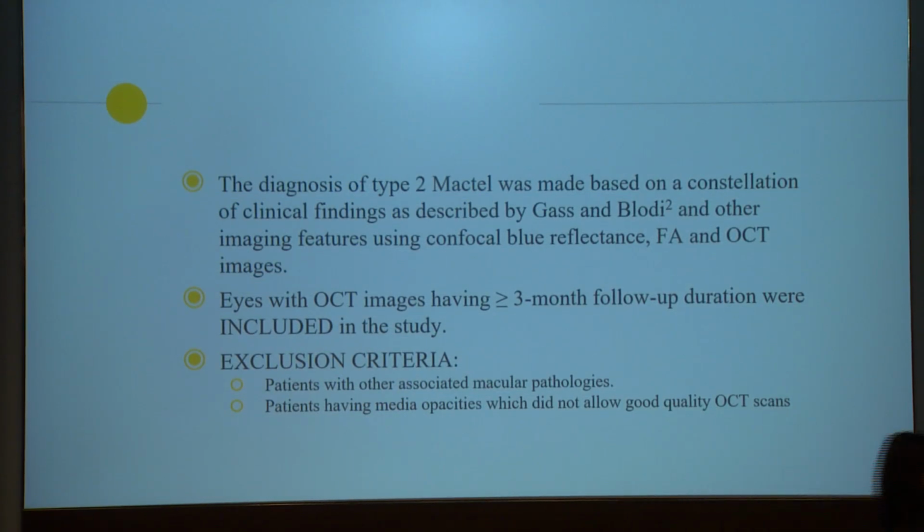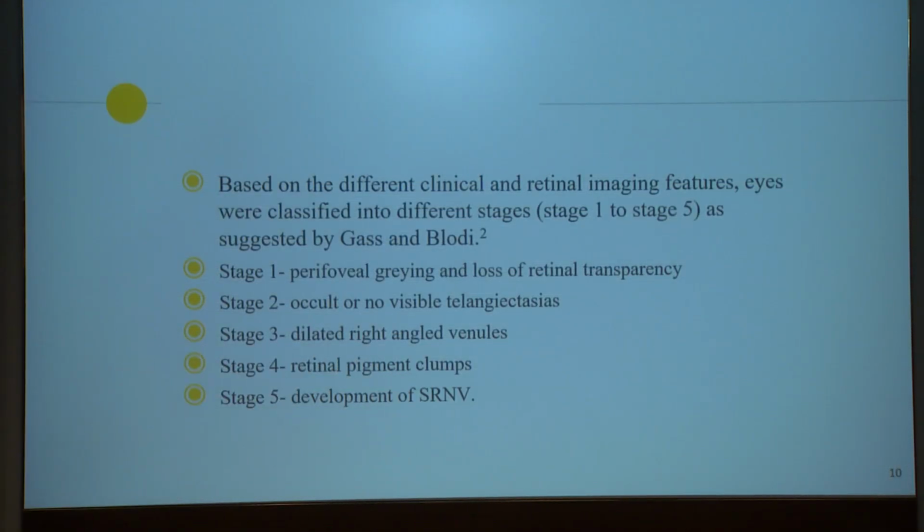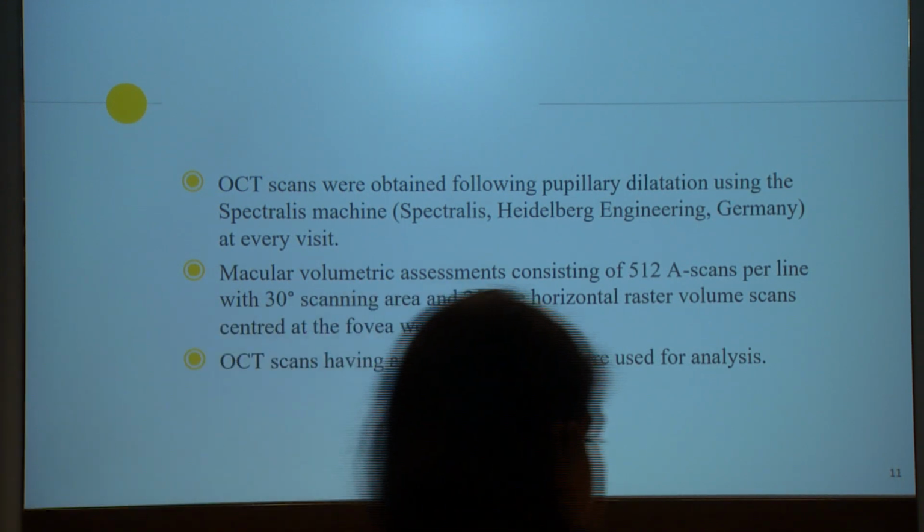The diagnosis of type 2 MacTel was based on the constellation of clinical findings as described by Gass and Blodi, and other imaging features using confocal blue reflectance, FA, and OCT images. Eyes with OCT images having more than 3 months of follow-up were included in the study. Exclusion criteria were patients with associated macular pathologies or patients with media opacities which did not allow for good quality OCTs. Based on different clinical and retinal imaging features, eyes were classified into stage 1 to 5 as suggested by Gass and Blodi. OCT scans were obtained following pupillary dilation using the Spectralis machine.